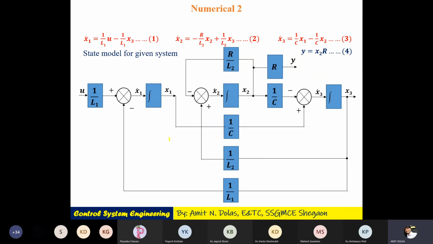I'll elaborate the model. What I have initially is 4 equations, 1, 2, 3, 4, including y. What I will do is draw this one first: x1 dot with an integrator in between. Another one is x2 dot, with an integrator in between. Then x3 dot integrated, and we get x3. We have taken out 3 blocks. Just focus on this: 1, 2 and 3.